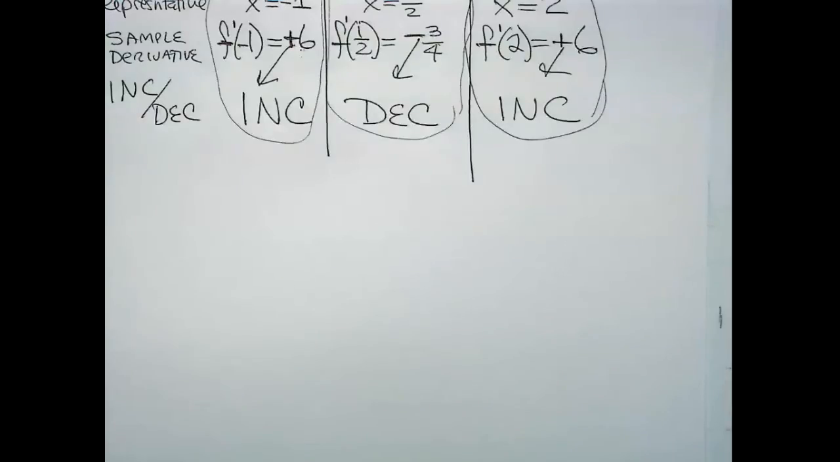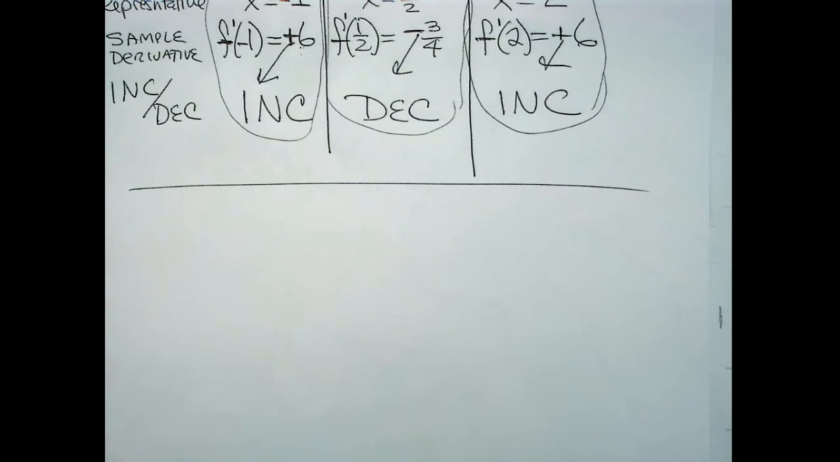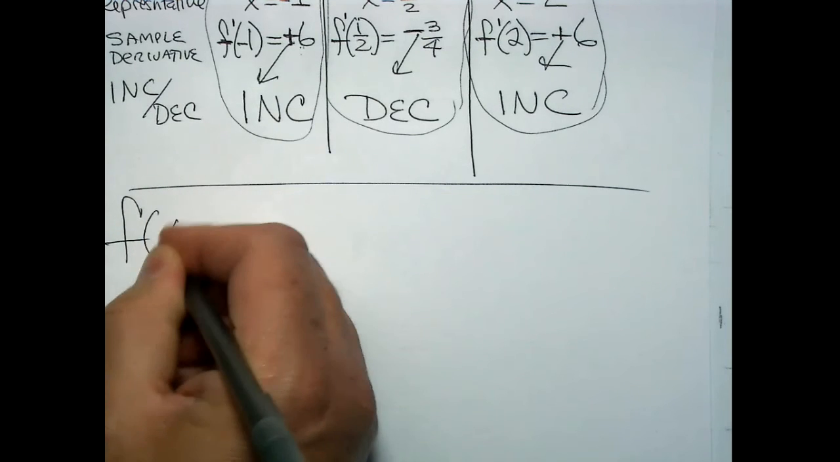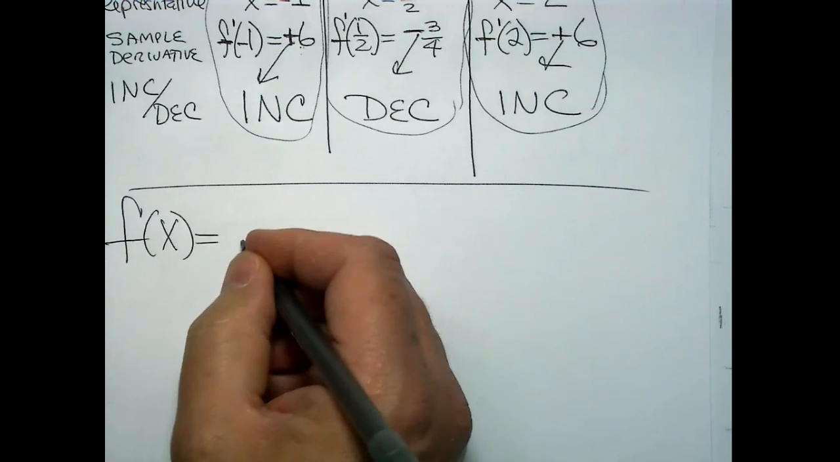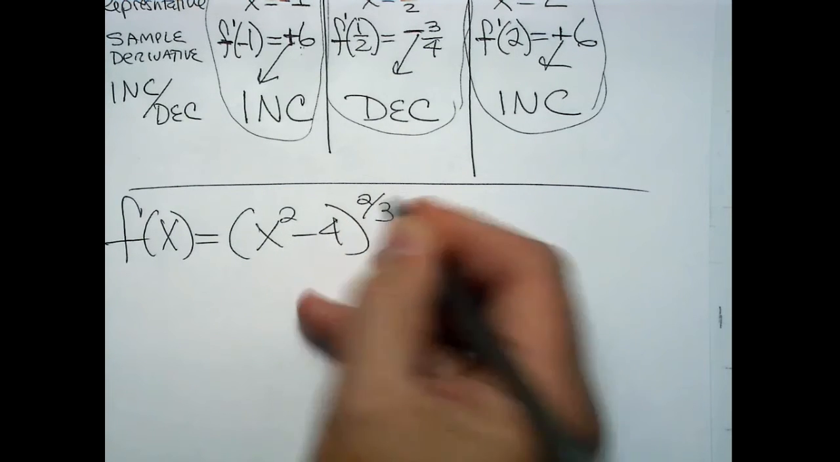Let's try another example to find sections of the curve that are increasing and decreasing. This is a great one right here. So let's try this one. This curve is defined by this function, f of x is equal to x squared minus 4 raised to the 2/3 power.